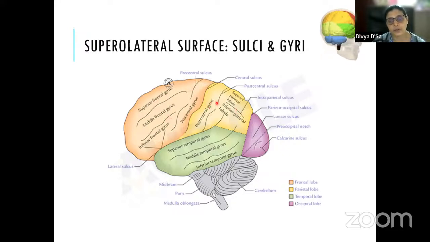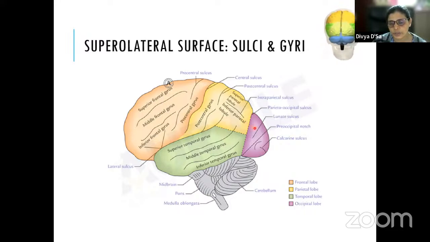Then in the parietal lobe, we have the central sulcus. Behind the central sulcus will be the postcentral gyrus, and behind that will be the postcentral sulcus. Now from this postcentral sulcus, one more sulcus will be there, known as the intraparietal sulcus. The intraparietal sulcus will divide this parietal lobe into the superior parietal lobule and inferior parietal lobule.